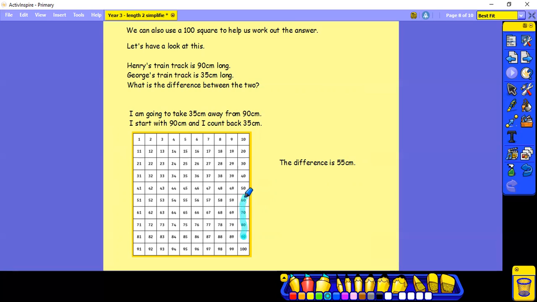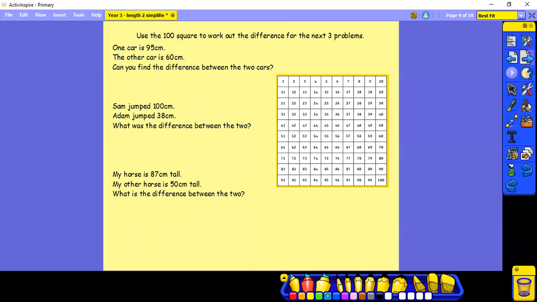20, 30. So that's my 3 steps of 10. And then I'm going to count back 5. 1, 2, 3, 4, 5. So if I count back 35, it takes me to the answer 55. So the difference between 90 centimetres and 35 centimetres is 55 centimetres.